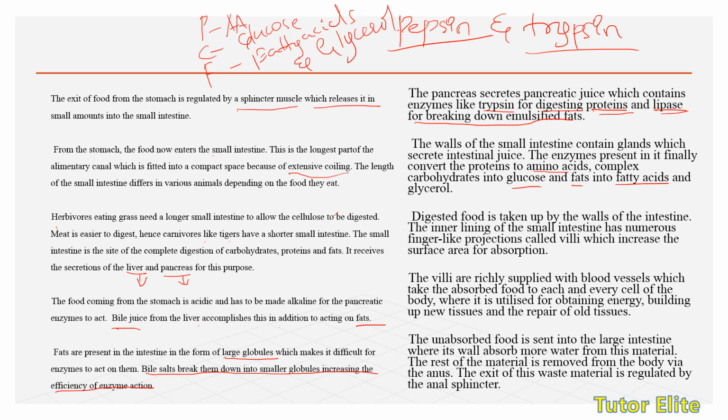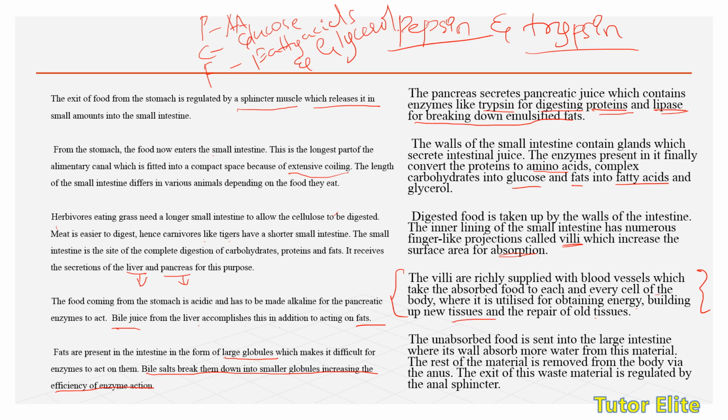Next, digested food is taken up by the walls of the intestine. The inner lining of the small intestine has numerous finger-like projections called villi, which increase the surface area for absorption. As I said previously, absorption takes place in the small intestine. The villi are richly supplied with blood vessels which take the absorbed food to each and every cell of the body, where it is utilized for obtaining energy, building up new tissues and repairing old tissue. Yes, absorption and assimilation take place in the small intestine.